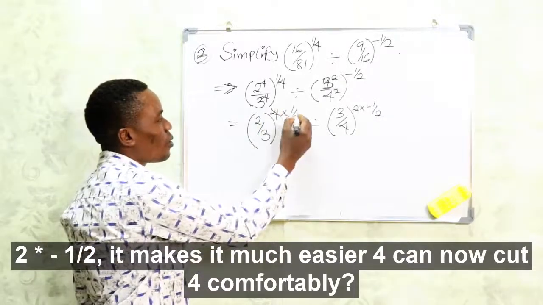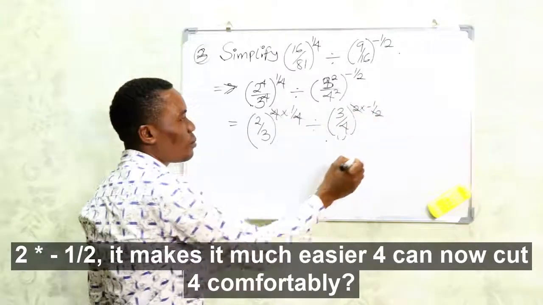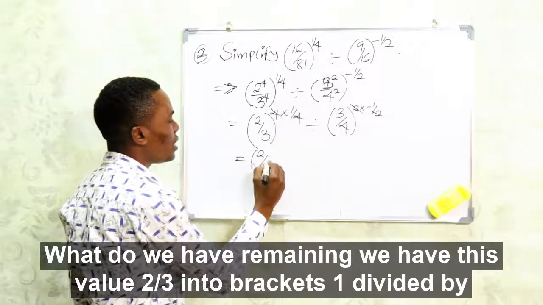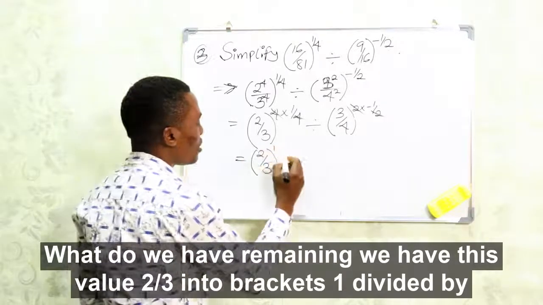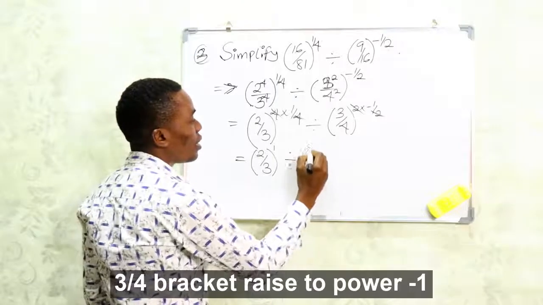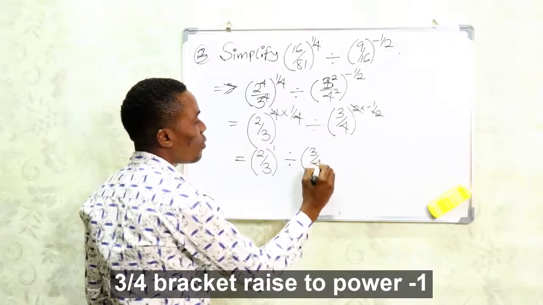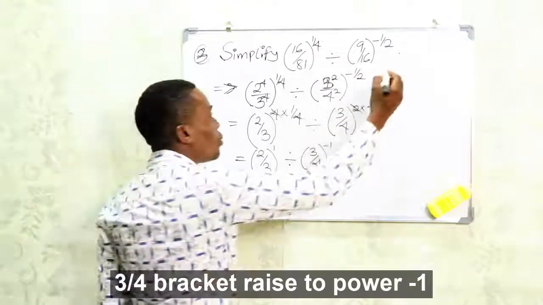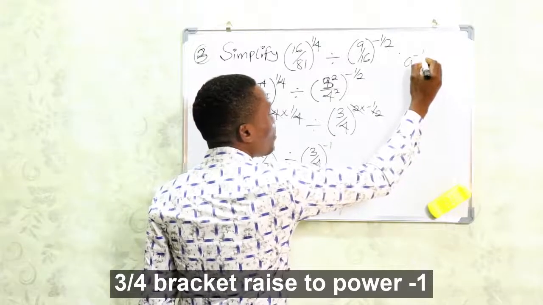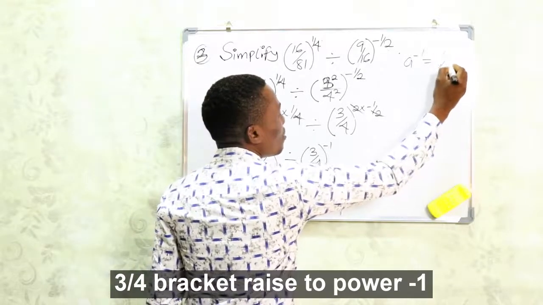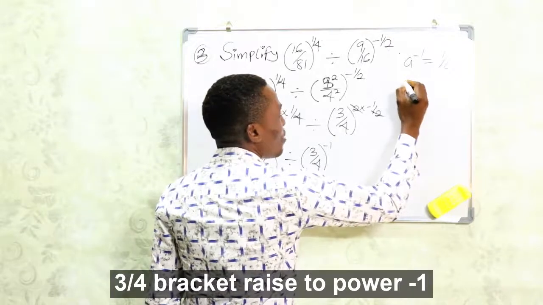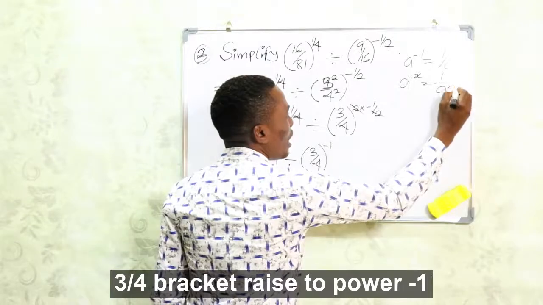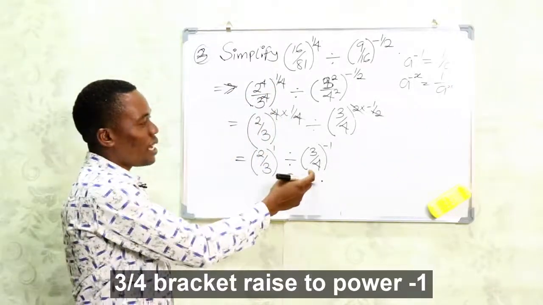Now it makes it easier. 4 can now cut 4 comfortably. 2 can now cut 2 comfortably. What do we have remaining? We'll have this value, 2 over 3, divided by 3 over 4 in brackets, raised to power minus 1. Now remember the negative law we told you. A raised to power minus 1 equals what? 1 over a raised to power 1. Or if you have a raised to power minus x, it will be equal to 1 over a raised to power x. Remember that rule? We're going to apply it here.